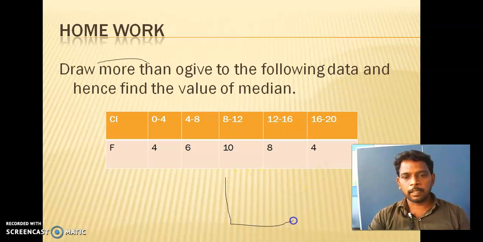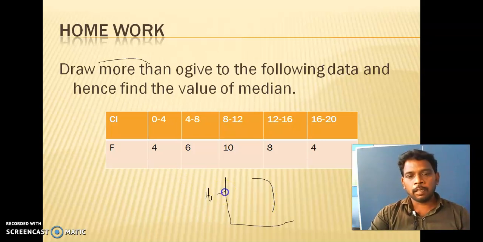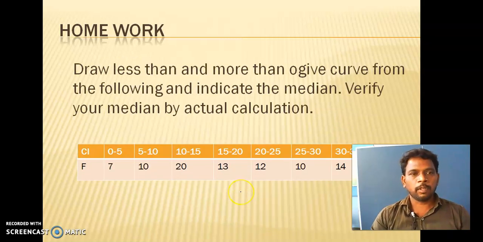So in our y-axis, for example, like this, it is x-axis, y-axis. For example, here 16 is there, means here n by 2 value is 16, and your more than curve will come like this or any one of the shapes. Okay, and then draw a horizontal line from here to that curve that will intersect on the curve. From that again draw a vertical line with your scale. Okay, so that will meet in your x-axis. That will be your median. That is the procedure. Okay, so look at the next question.